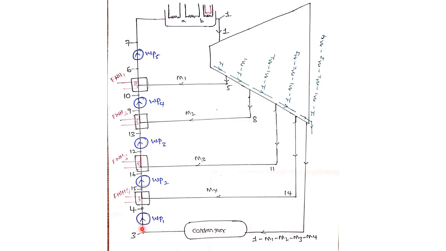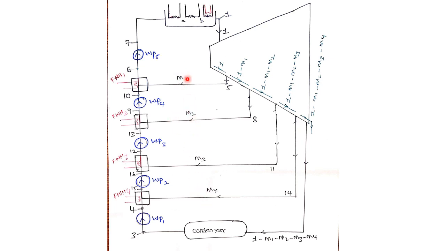From state 2 to state 3, 1 minus M1 minus M2 minus M3 minus M4 quantity of steam is used to reject heat. From that same quantity, again it enters WP1. So 1 minus M1 minus M2 minus M3 minus M4 quantity of steam enters WP1, which gets pumped from state 3 to state 4. Okay, this is the thing. Now, what happens to this M1? What happens to this M2, M3 and M4?